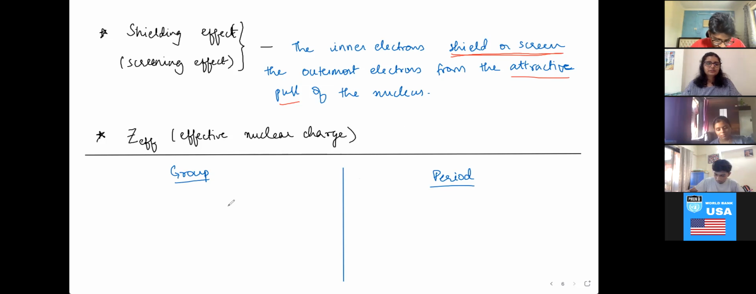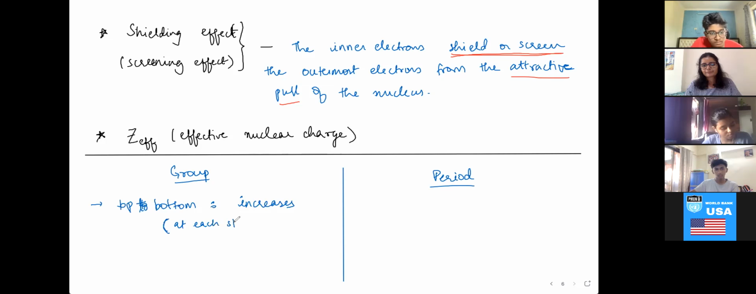Okay. So now, if you look at the trend, we were just talking about atomic radius. Now, what is the trend of atomic radius from top to bottom in a group? Does atomic radius increase or decrease? It increases, absolutely. And the reason? Because more orbits are added and more electrons are added. Additional shells are added, yes. So at each step, an additional shell is added. So you can see that it's a straightforward increase.